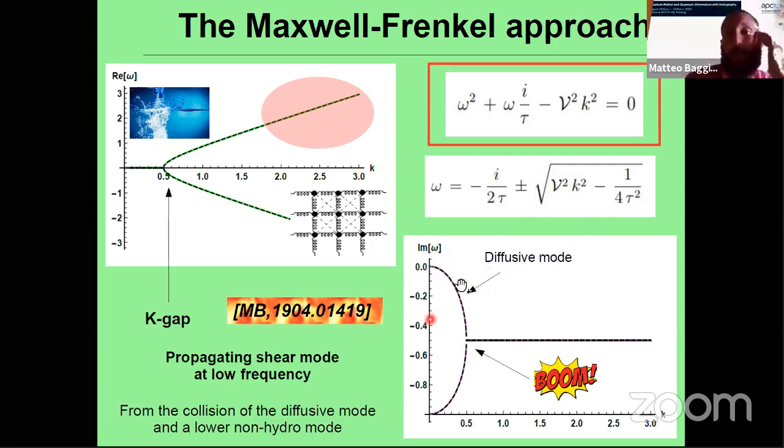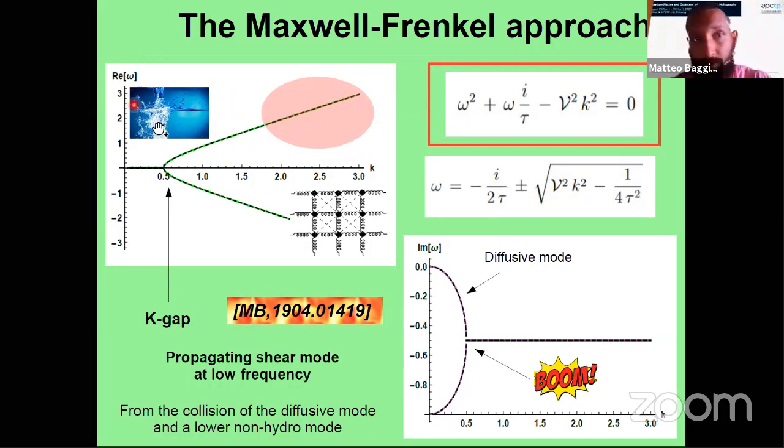If we look at the imaginary part, what you see at low momenta is that you have one diffusive mode, which is exactly the shear diffusive mode, and one non-hydrodynamic pole. And at a certain point, these modes collide and they produce the propagating mode, okay? So this is interesting because it violates what I told you before. Remember what I told you before, that only at very high frequency can you have propagating waves. This is not true here, right?